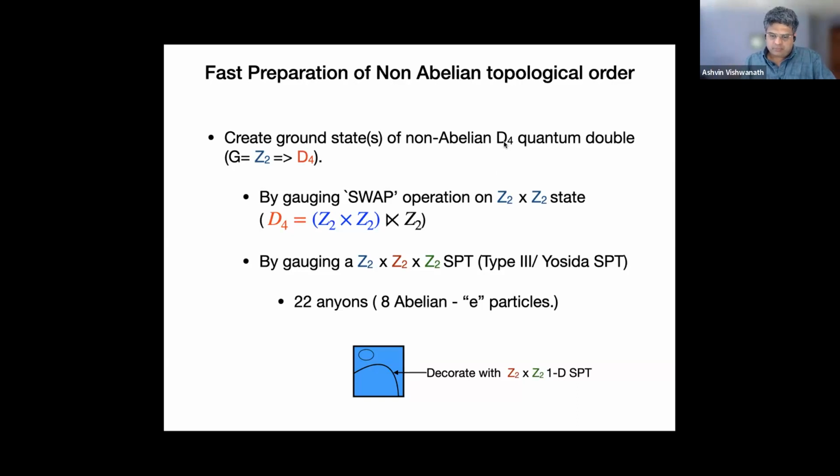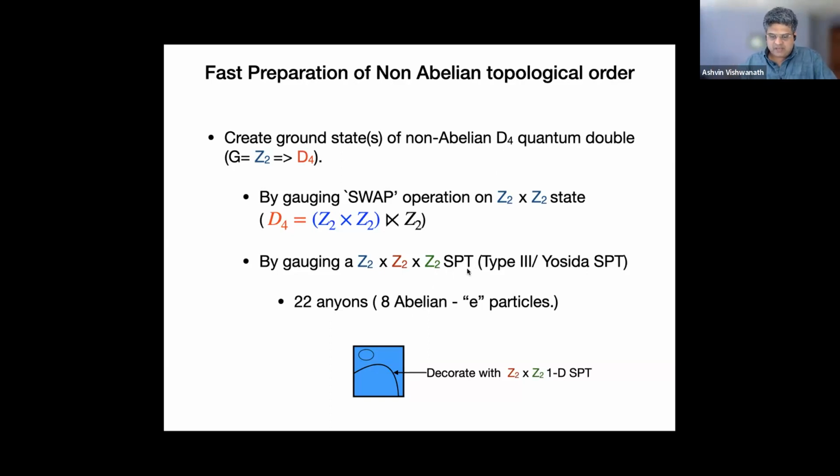Okay, and it turns out this non-Abelian topological order is quite complex. It has 22 anyons. 8 of them are Abelian. Those are like the E particles. Those are like the charges of these three Z2s. They remain Abelian excitations. It's really the M particles, the fluxes, if you like, of these symmetries that become non-Abelian.